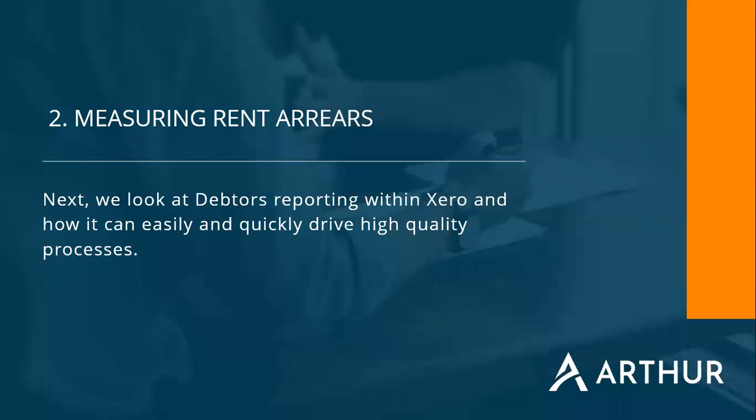So moving on to our second section. Our second section is really about what information I should be using to manage arrears, because obviously we've got Arthur and potentially you've got Xero as well. So what information should we use?